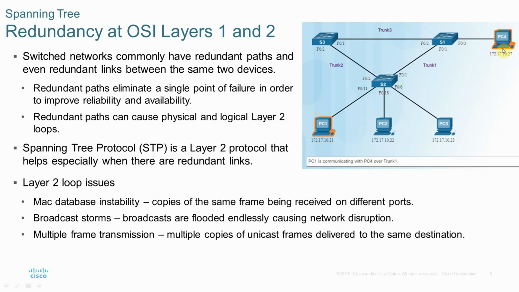This redundant path is very beneficial because it eliminates a single point of failure, in order to improve the reliability and availability of your network. Because of that, we add redundant links and redundant devices. The second thing is that a redundant path also causes a problem: because it's layer 2, it can create layer 2 loops.